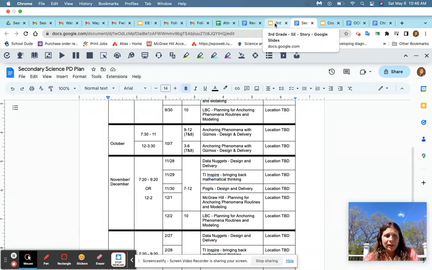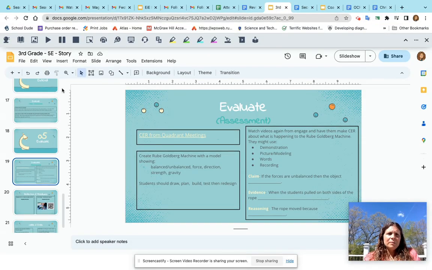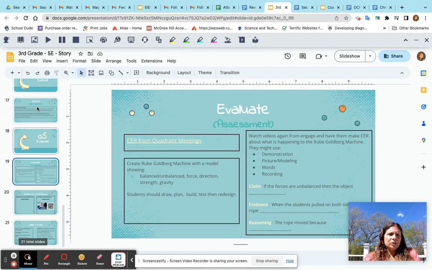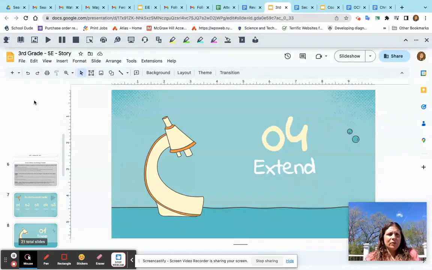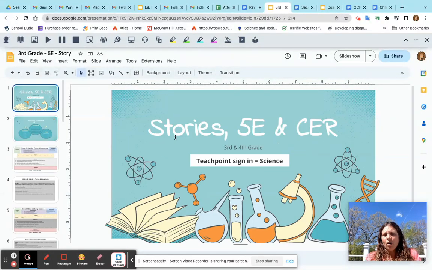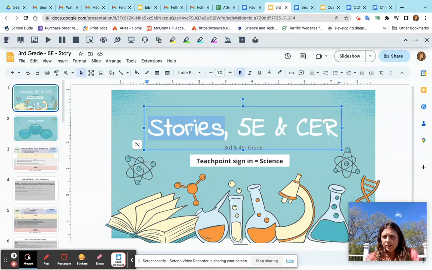So now let's take a look at what one of these PDs might actually look like. In the elementary school, we really focused on the 5E method. You can see all of my elementary schools are focused on a literacy component, which are my stories. They have the 5E lesson plan, which is classroom techniques, effective, research-based, and CER writing, as writing was one of our focuses as well here in Worcester Public Schools this year.